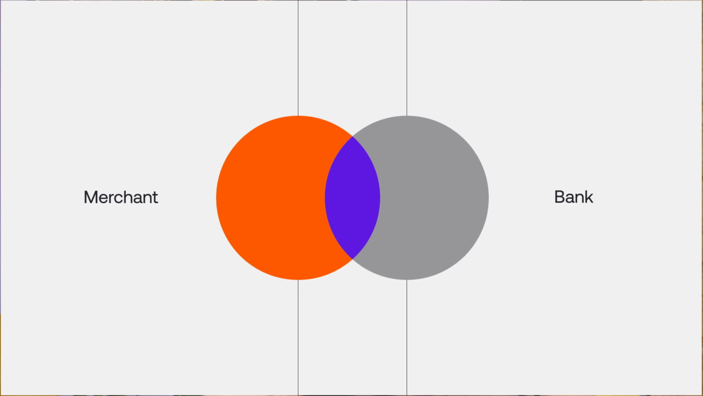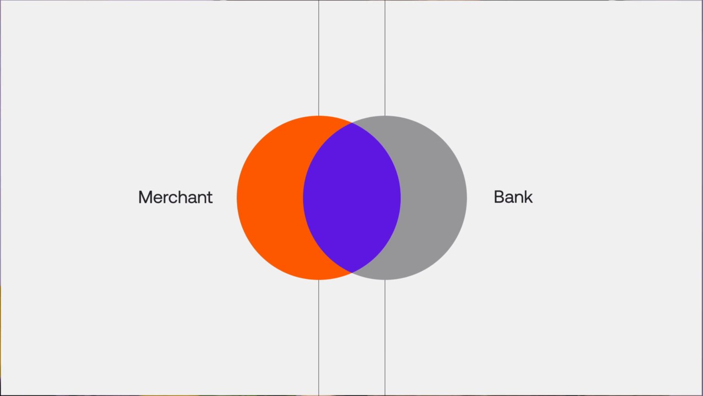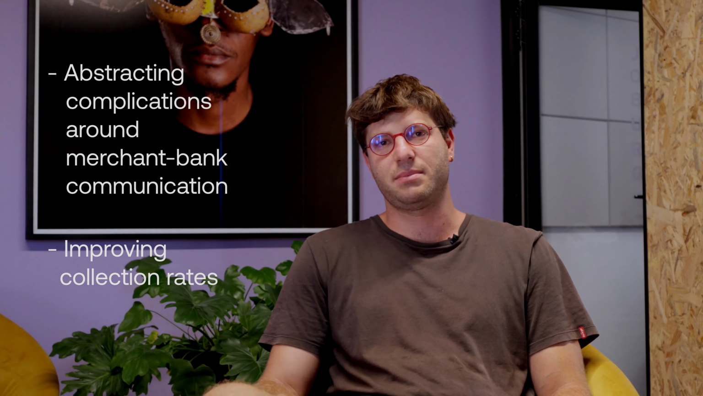A lot of the complication around collecting DebiCheck and debit orders is the communication between the merchant and the bank that is essentially making these DebiChecks or debit orders. Part of what Stitch offers to our merchants is really abstracting this complication and ensuring that we improve our collection rates as much as possible.